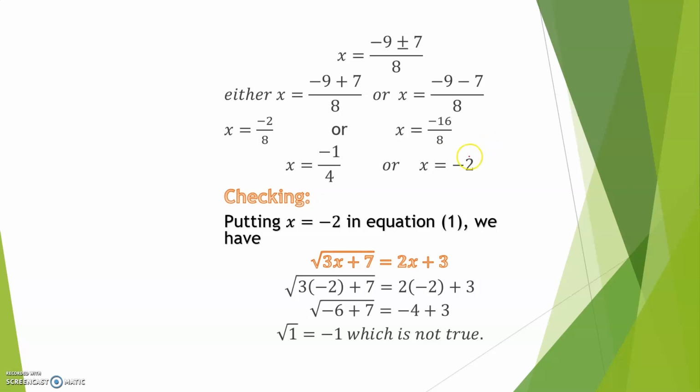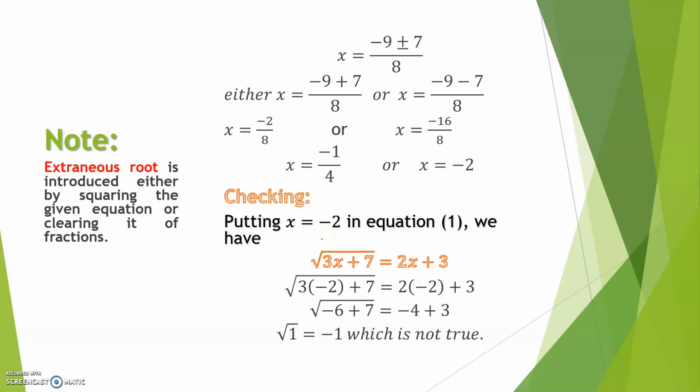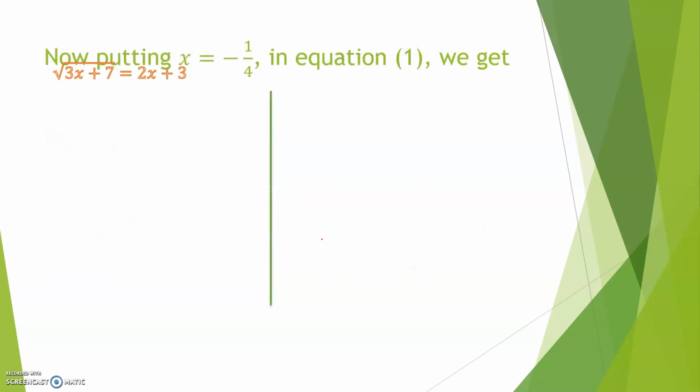Here students, you can notice that left hand side is not equal to right hand side, as square root of 1 is not equal to minus 1. So that is not true. So it means that by putting the value x is equal to minus 2 in the given equation 1, it does not satisfy the given equation. So this is an extraneous root. Note, extraneous root is introduced either by squaring the given equation or clearing it of fractions.